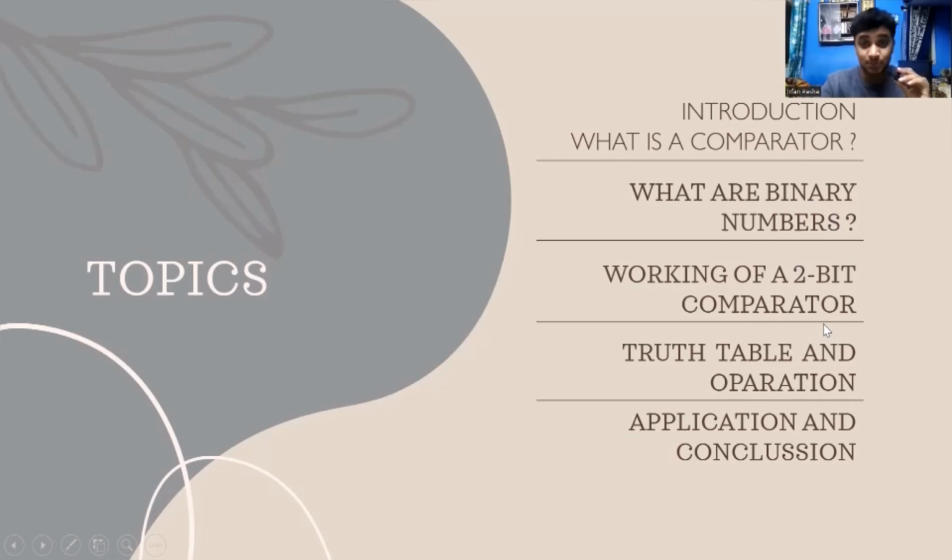then the truth table. The truth table tells us how the comparator actually works with the help of the binary numbers, and then the application of the comparator. That is what we'll be covering in today's video. So stay tuned. Let us start our video.